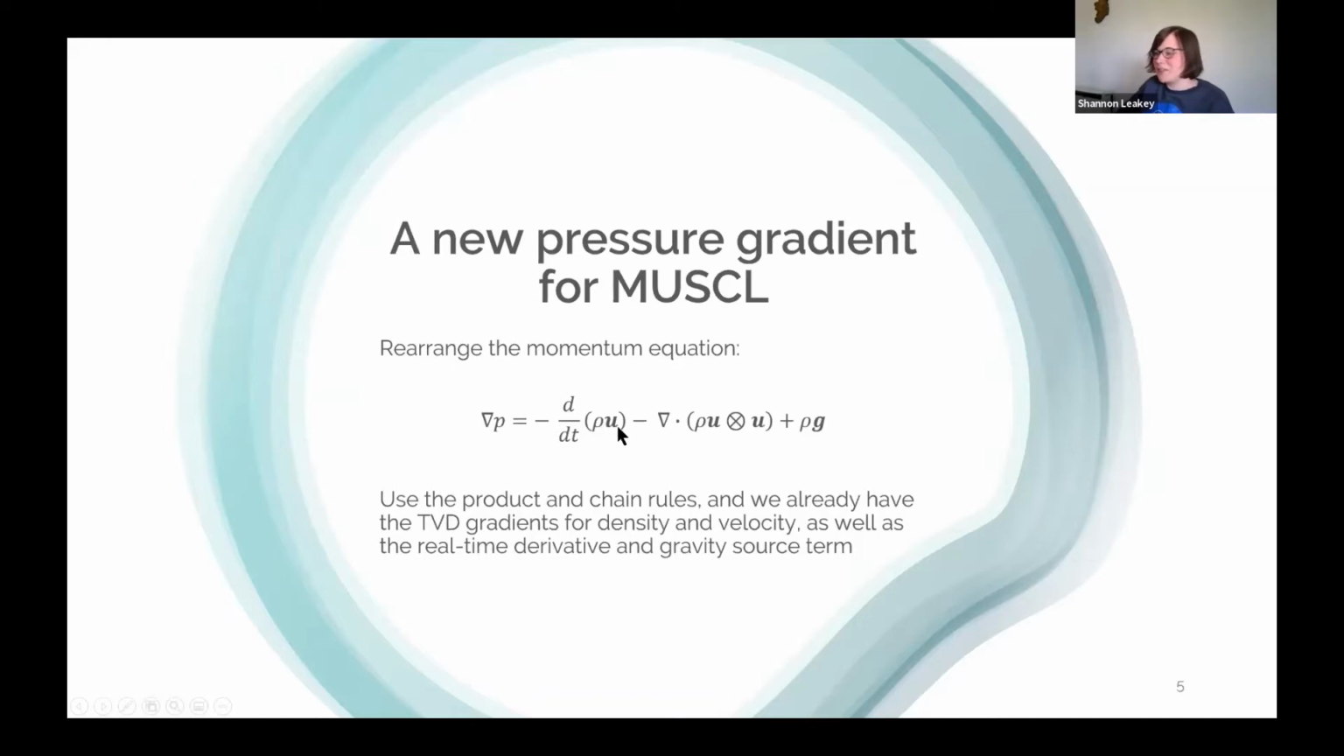And then this is a gravity source term. So we already have all these terms, and I use them to calculate the pressure gradient for the MUSCL reconstruction instead. And that did a better job, which I'll show you in a second.